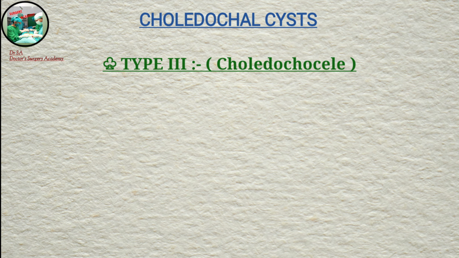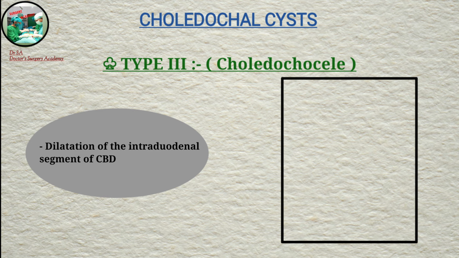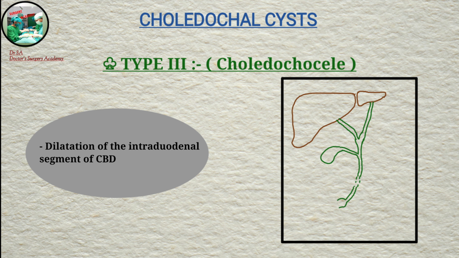Next we have type 3, also known as choledochocele. It is characterized by dilatation of the intraduodenal segment of the common bile duct. Now look at the diagram carefully. You can see the dilated distal portion of the CBD. As it passes through the wall of the duodenum, this cystic dilatation within the duodenal wall is called choledochocele.